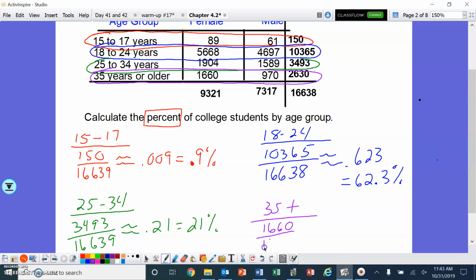1660 divided by the 16,638, which is approximately 0.158. So we'll say 15.8%.